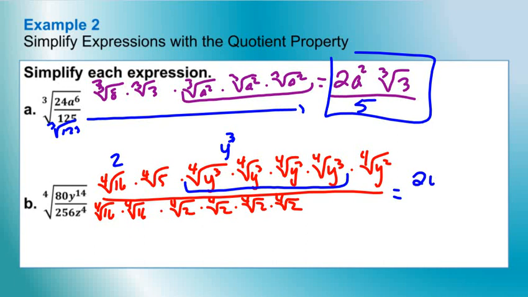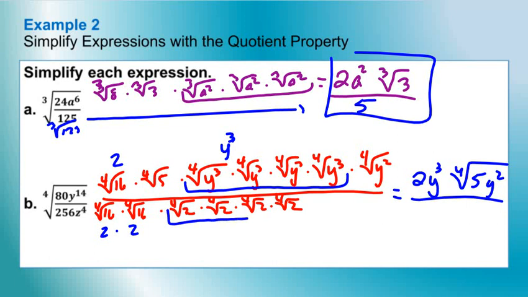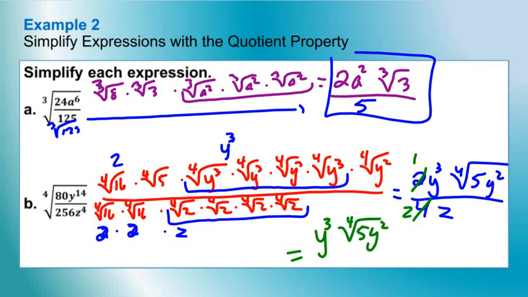So now I have 2y cubed times this fourth root of 5y squared. That's my numerator. My denominator, this is 2, this is 2, 1, 2, 3, 4. This gives me z. So now we have 2 times 2 is 4, and then z. And then I can simplify this, divide a 2 here, divide a 2 here. So my final answer would be y cubed, the fourth root of 5y squared, divided by 2z.